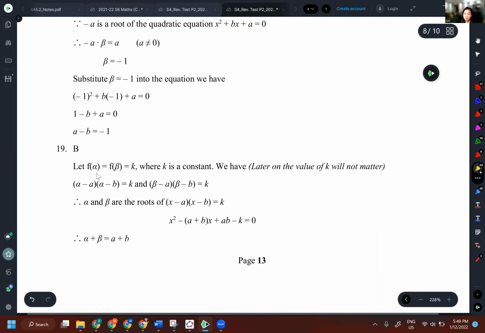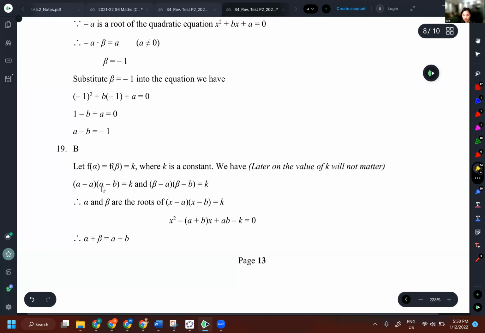In 19, the problem is we know f of alpha and f of beta are equal, but we don't know what they are equal to. So it's kind of like stuck. We're stuck because we don't know what the value is. But in the end, you will find the value will not matter. This is my solution. I will let the value of f of alpha and f of beta both equal to k. I'm going to use k, but later on k does not matter. You will see.